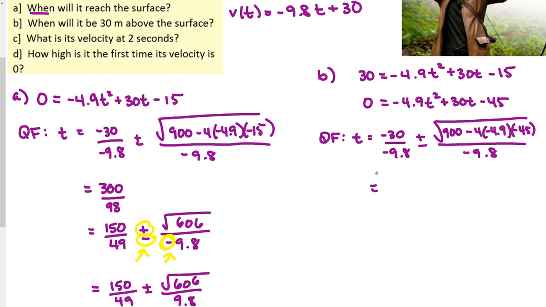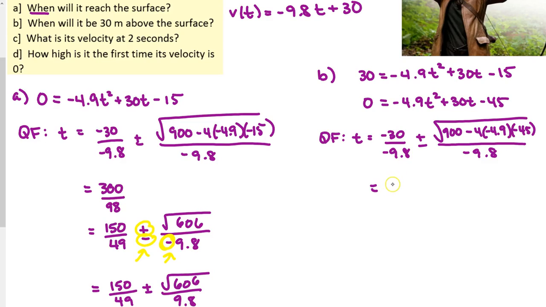Now before I go too far, I'm curious about that discriminant, so I'm going to calculate it next. 900 minus 4 times negative 4.9 times negative 45. I was just curious if that was going to turn out to be negative, because that would mean the square root of a negative, and that would mean it doesn't actually reach that height. But it turned out to be 18, and so it's positive, so we can keep going.